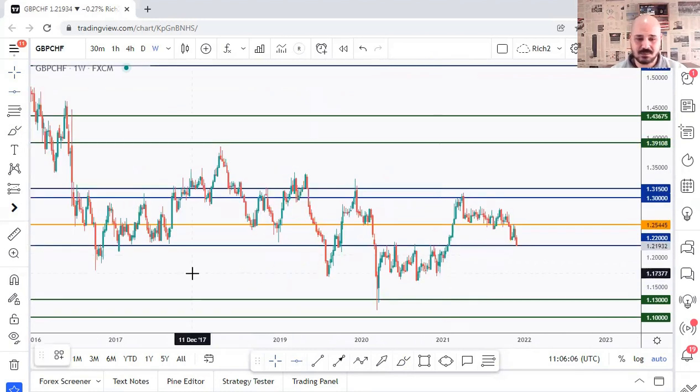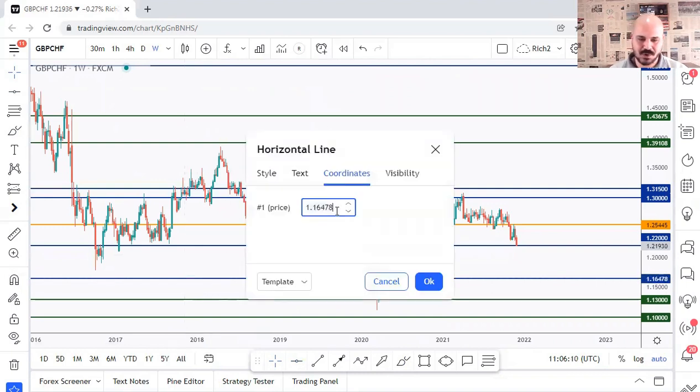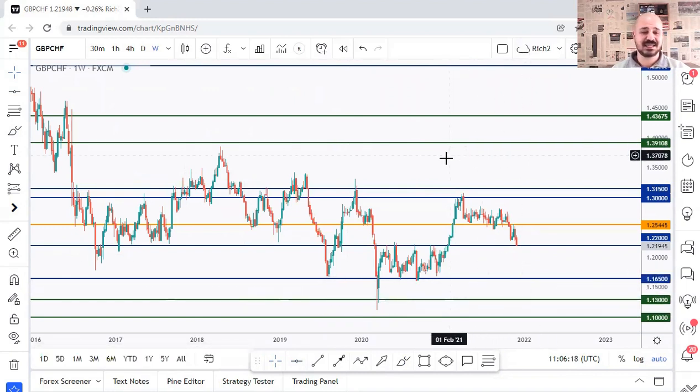And we still have one more, which is obviously around 1.165. Here we go. Let's go for blue here because we have green here. So that's it, I guess, for GBP CHF.